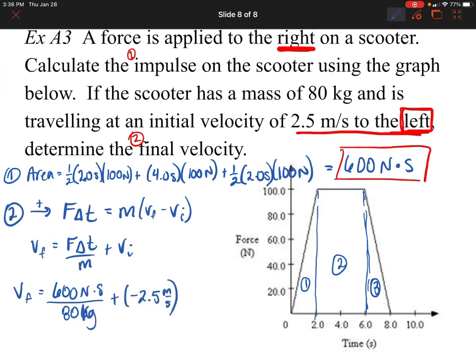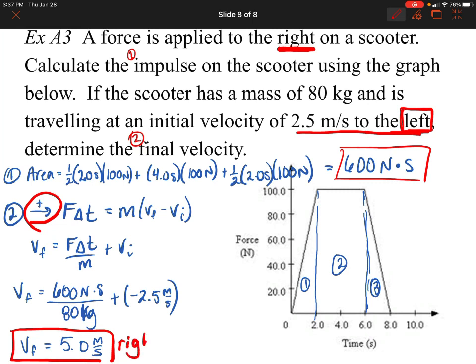Again, make sure that initial velocity is a negative 2.5, because it is going to the left, and I said right is positive. And we get for our final velocity 5.0 meters per second. And of course, that is to the right because it's positive. However, I don't necessarily need to say that because I did define right as positive. So since my answer is positive, that just assumes it's to the right.